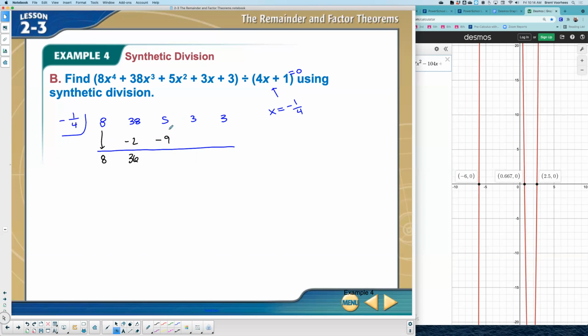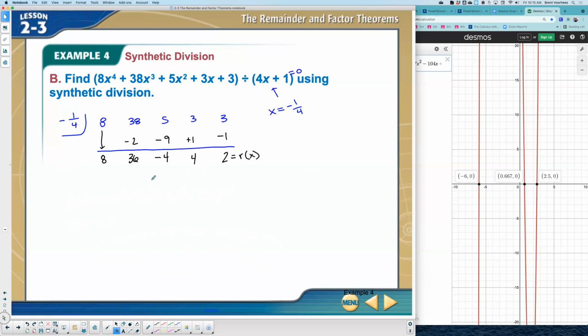I add. 5 minus 9 is -4, okay? -4 times 1, -4, divide by 4, -1, make it negative. 2 negatives make a positive. It's +1. 3 plus 1 is 4. Do it again. 4 times 1, 4 divided by 4. 1, make it negative. 3 minus 1 is 2. This is the remainder.